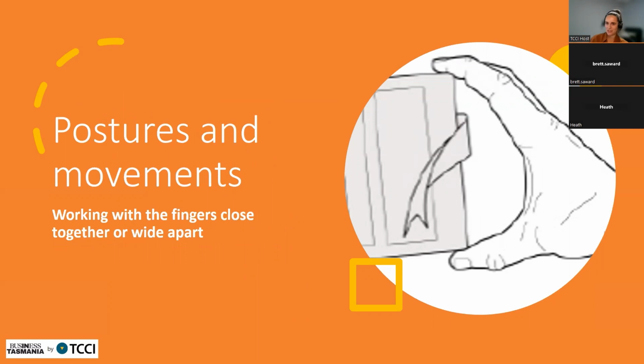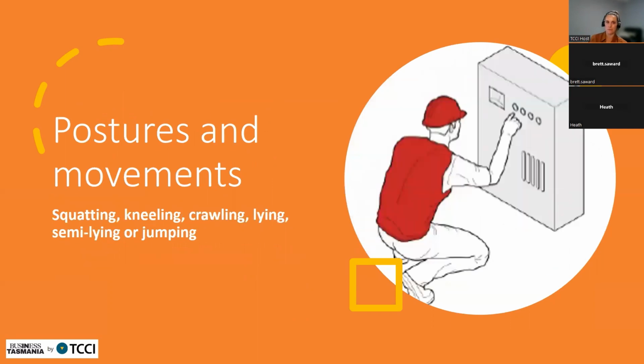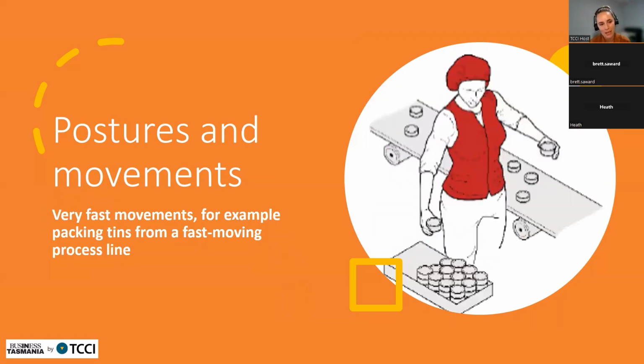These seem like really, really small movements, but you'd probably know, Brett, working in safety, a lot of the injuries that we're seeing nowadays are carpal tunnel, tendonitis, golfer's elbow, tennis elbow, and it's all just from these real small hand movements that are repetitive throughout the whole day. Squatting, kneeling, crawling, lying, semi-lying or jumping. So that is a sustained posture that you could potentially be in. You've also got very fast movements, for example, packing tins from fast moving process lines.